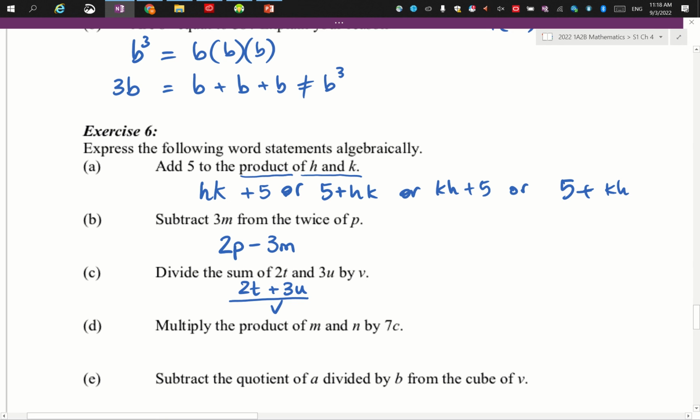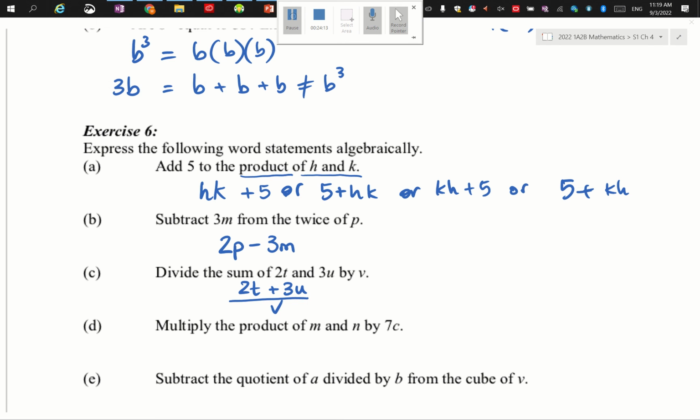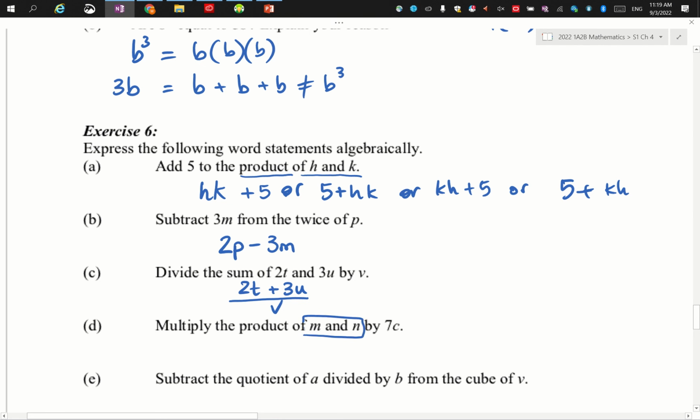How about you try part D by yourself now? Try part D. Multiply the product of m and n. Okay, m and n. Product of m and n. So we group together. m times n. We are supposed to multiply this by 7c. So it means mn. Don't need to put times, just mn. Then multiply this by 7c. Because I wrote this first. So I multiply by 7c.